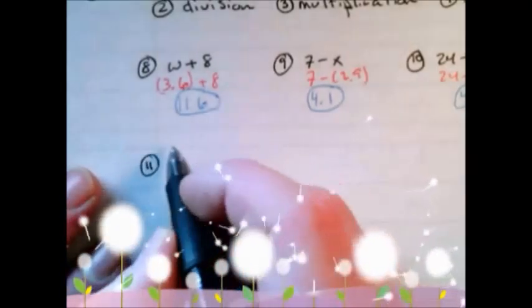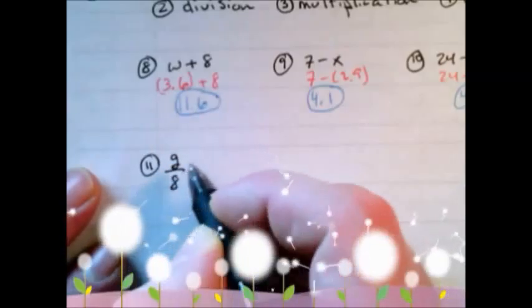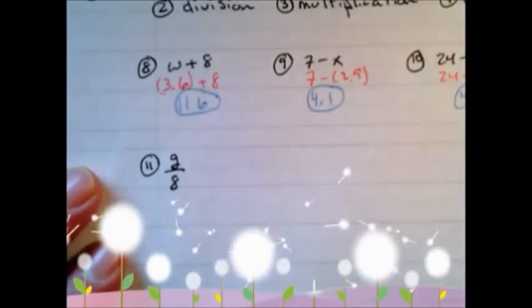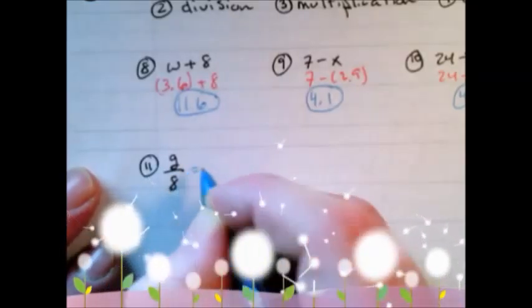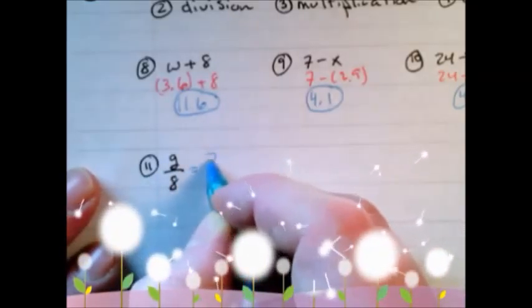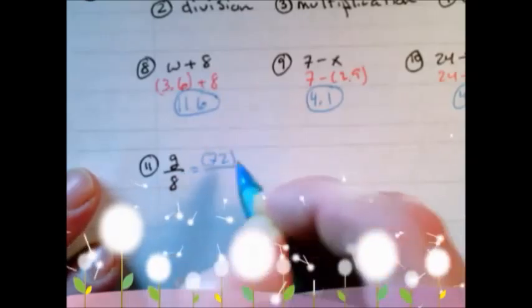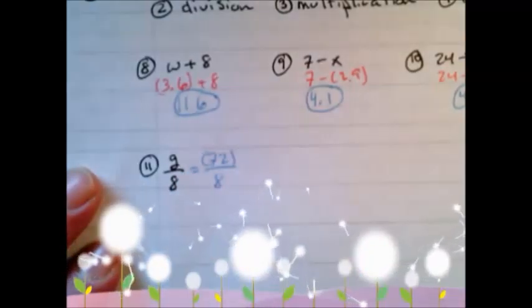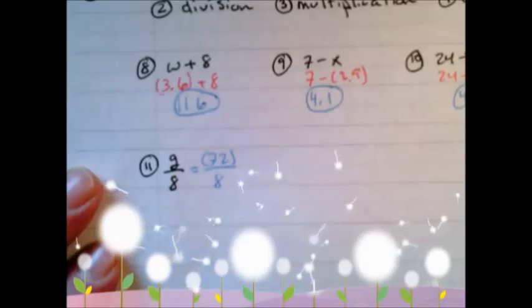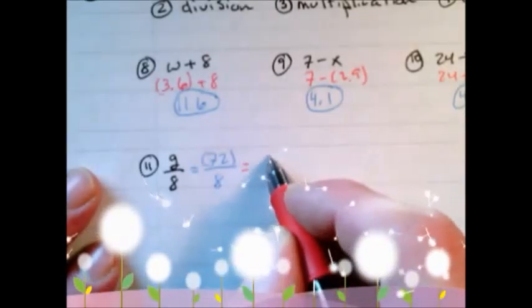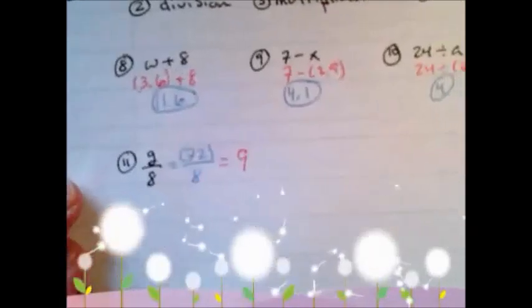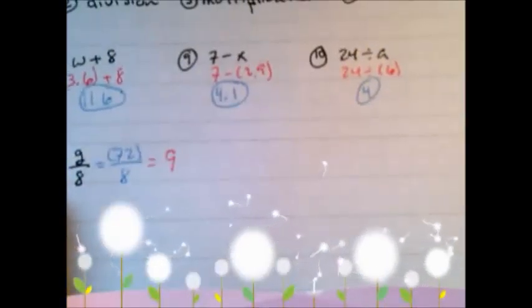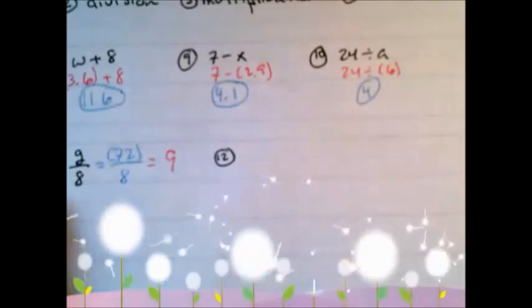Next up, we've got number 11. Alright, we've got g divided by 8. And we're going to evaluate that for when g equals 72. I'm actually going to go sideways on this one. This is equal to 72. We're going to replace the g with a 72 over 8. And 72 divided by 8 is 9. Bam!